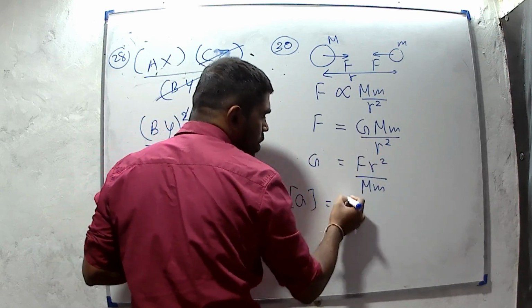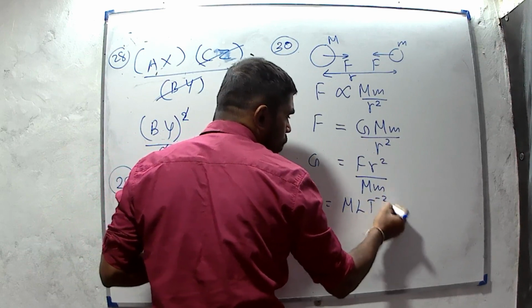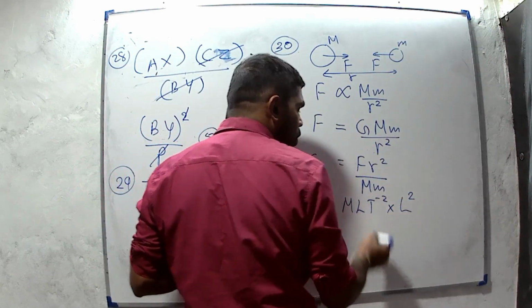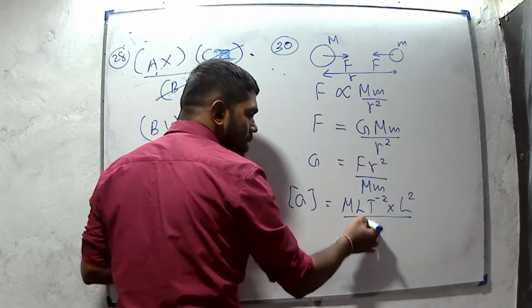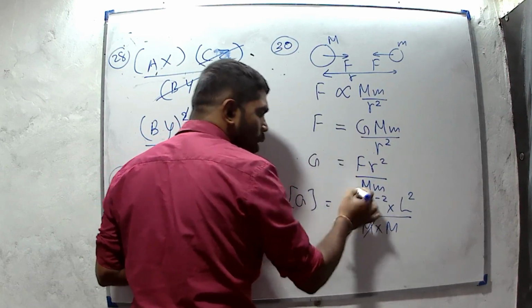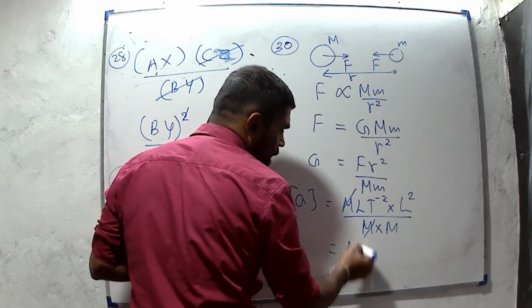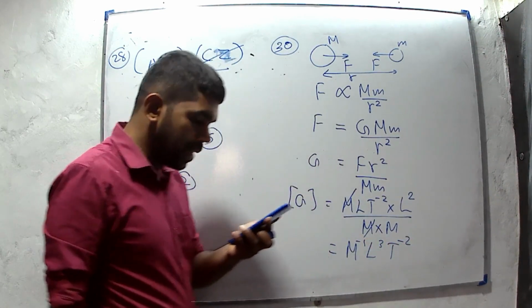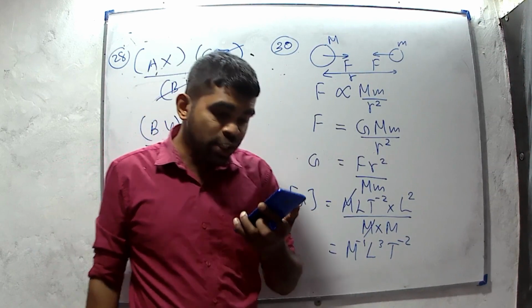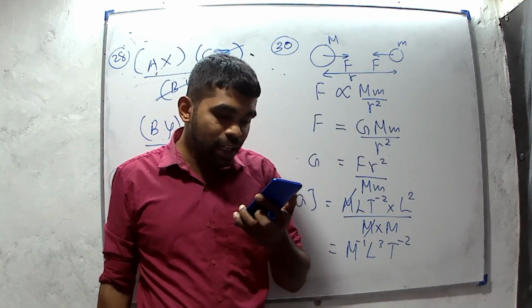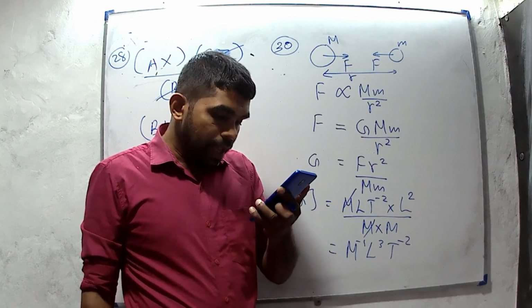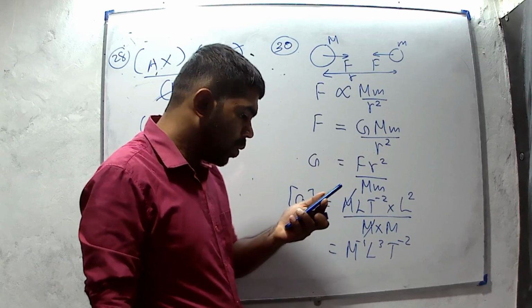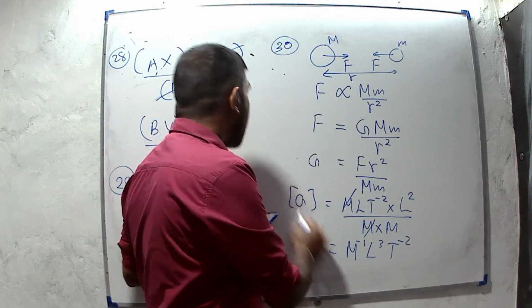F is force, MLT^-2. R is a distance, so it is length to the power 2. Mass into mass, M into M. We can cancel out one M term. M^-1 L^3 T^-2 are the dimensions of the gravitational constant. The answer is 4 for question number 30.